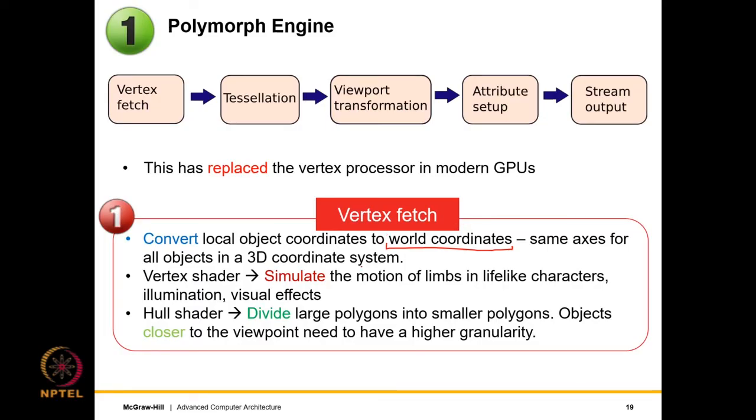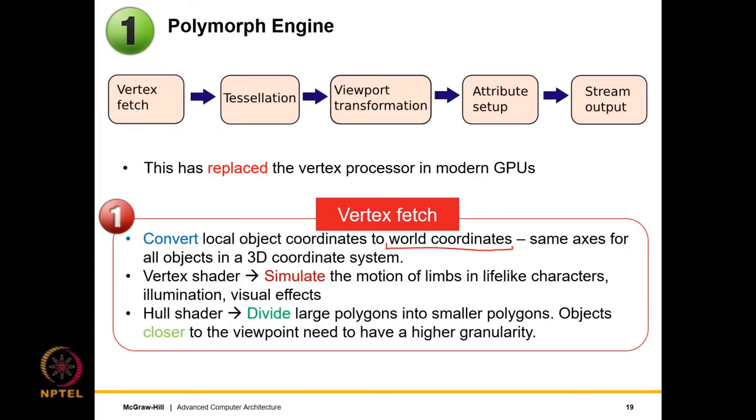The next part of this vertex fetch stage is to also fetch the vertices and then do geometric operations on top of them. This is where we simulate the motion of limbs, for example, in lifelike characters, or move objects, like shooting a bullet and the movement of the bullet. Along with pre-programmed motion, we also look at other visual effects such as illumination, shading, and so on.